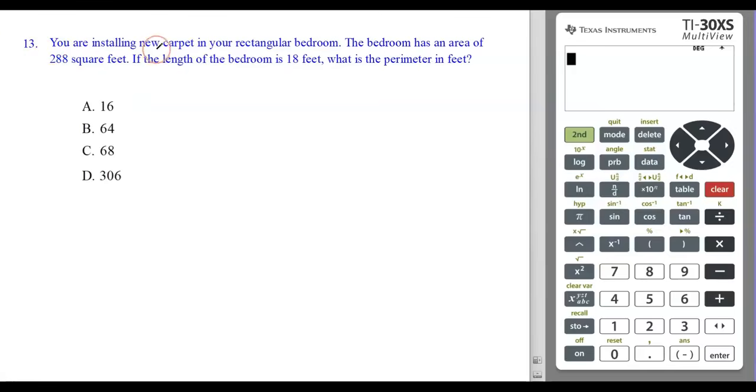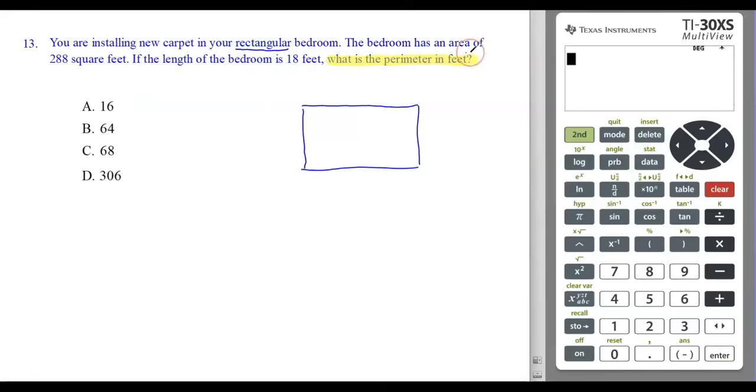Question 13. You are installing new carpet in your rectangular bedroom. The bedroom has an area of 288 square feet. If the length of the bedroom is 18 feet, what is the perimeter in feet? This is a great time to highlight that final question. It's asking for the perimeter in feet. Now I know my answer choices represent perimeter. Let's draw a rectangle, because it states here it's a rectangular bedroom.